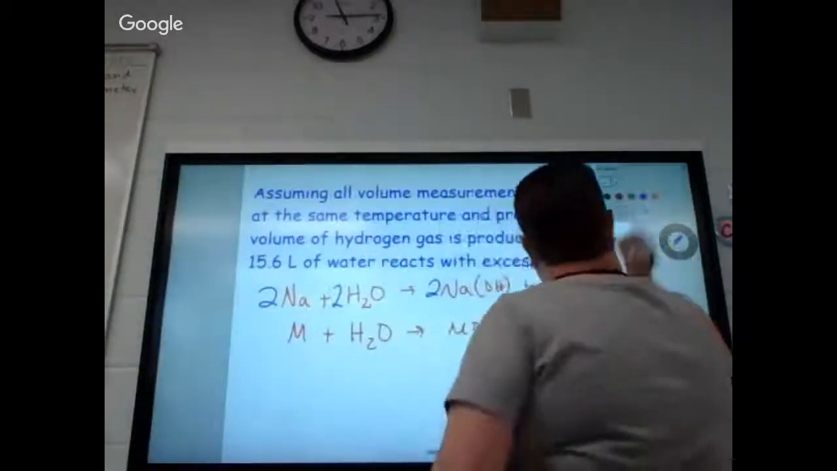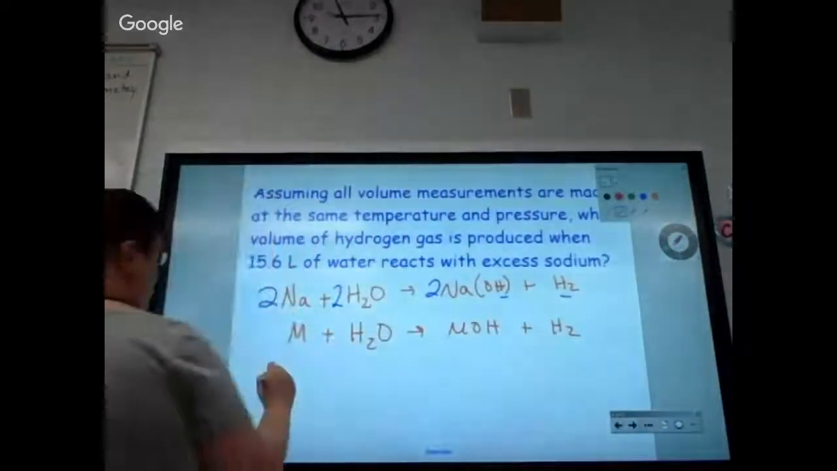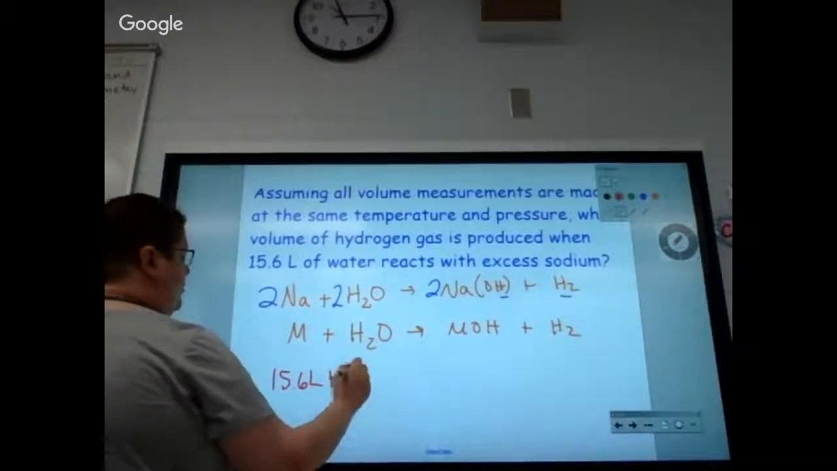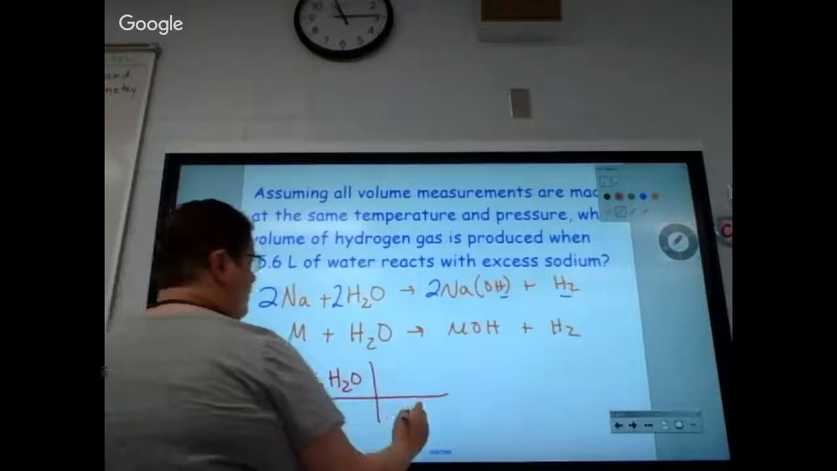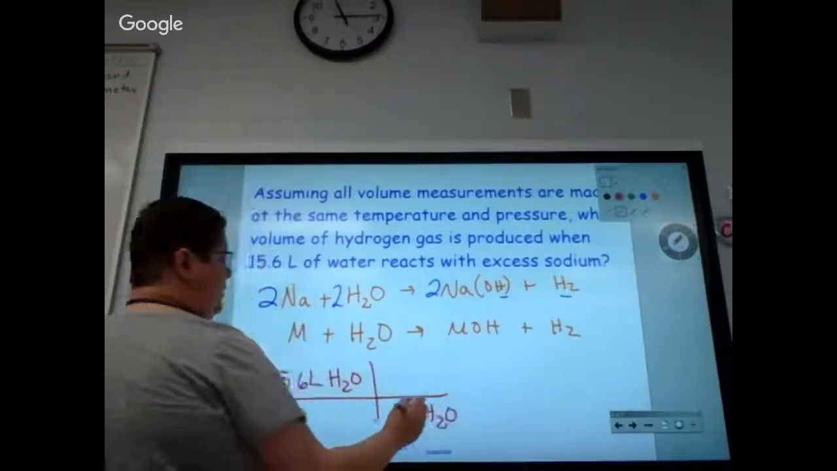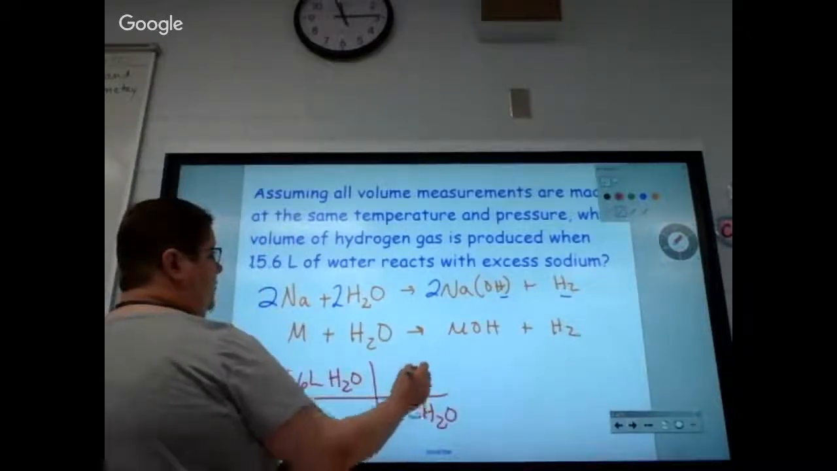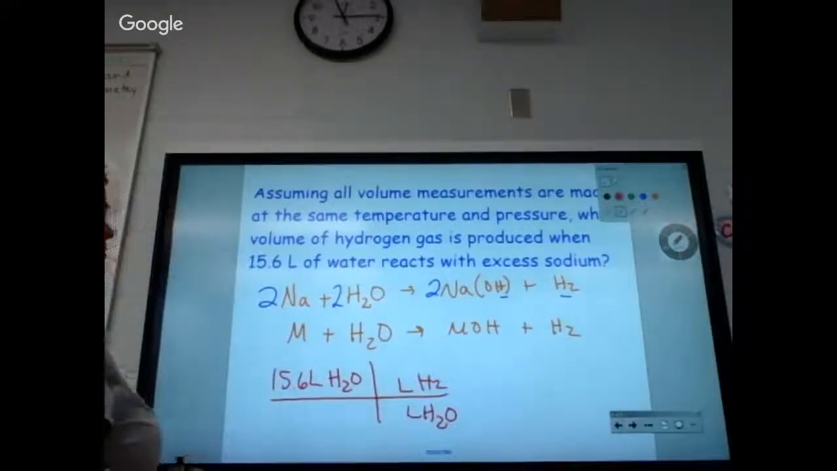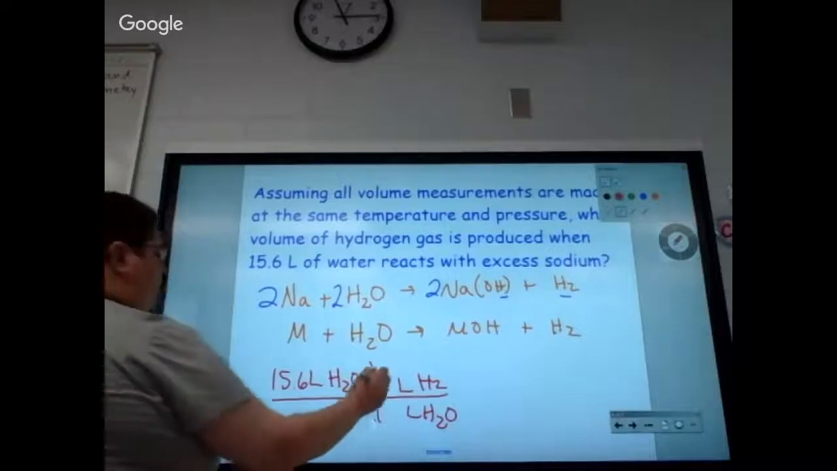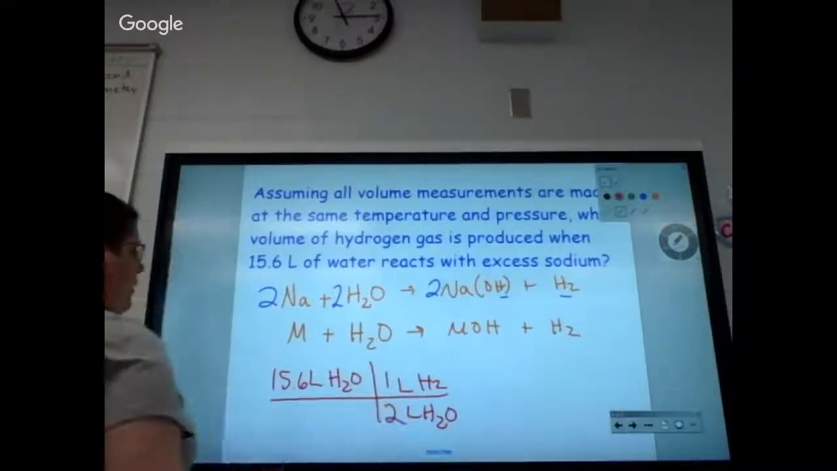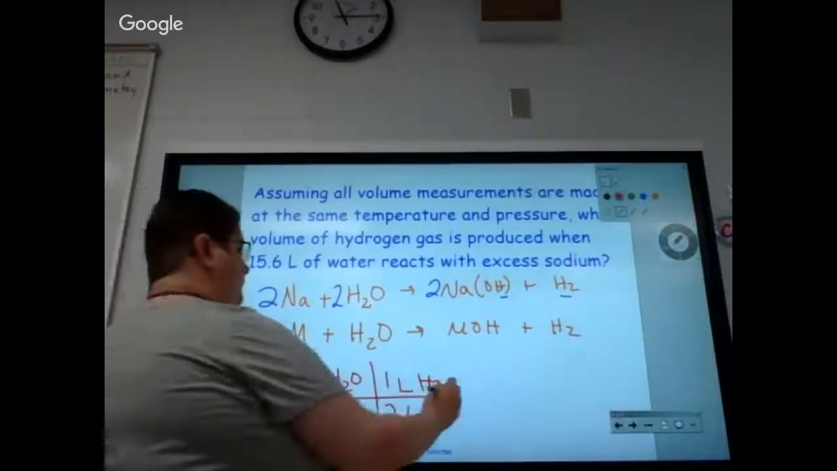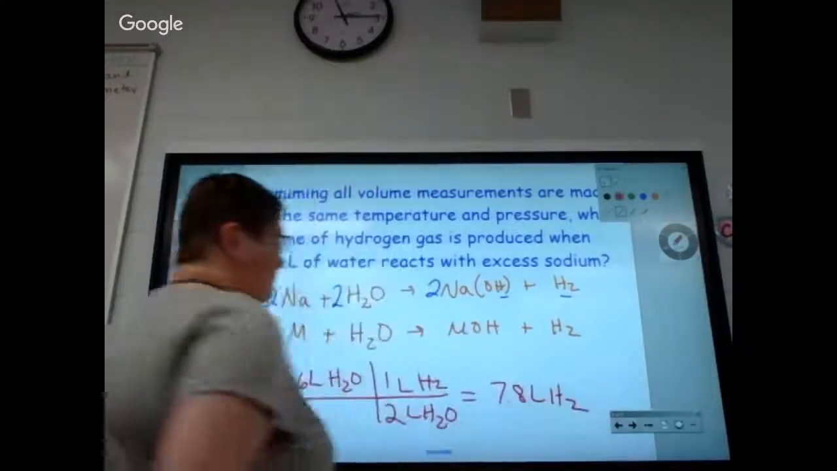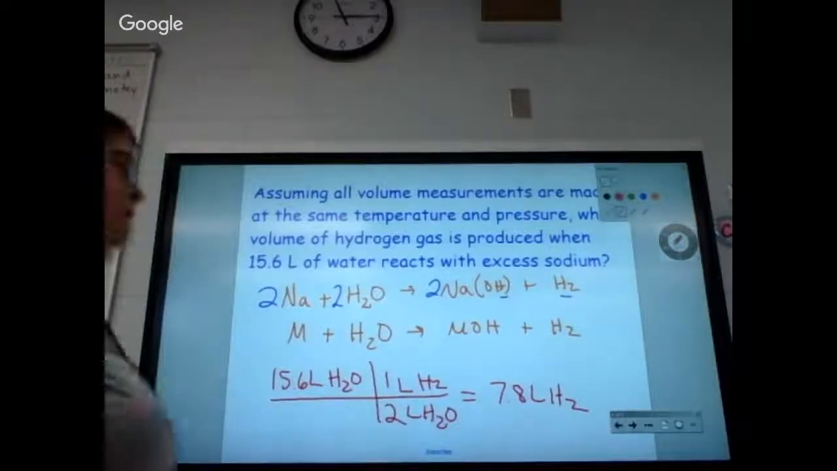So what did you start your chart with over here? 15.6 liters of. Okay. What goes on the bottom? All right. What are we putting on the top? H2. Liters of H2. All right. So what goes beside liters of H2? And liters of water. So what do we get? 7.8. We got it? Okay.